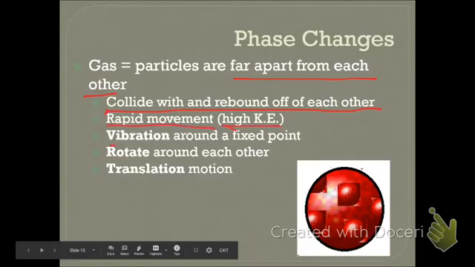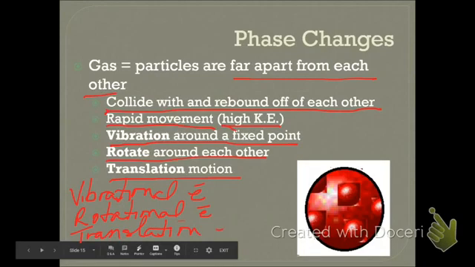And they have both vibrational and rotational motion. And they have what we call translational motion. So gases have vibrational energy, they have rotational energy because they do move around, and they have translational energy. Translational energy is the ability to break loose.